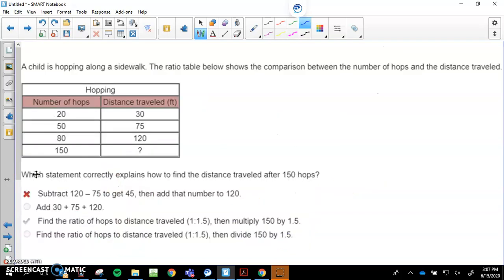All right. Next one. A child is hopping along a sidewalk. The ratio table shows a comparison. Which statement correctly explains how to find the distance traveled after 150 hops? Now, remember, we talked about trying to find that pattern. How do I go from this side to that side? In this case, there's not a nice, pretty number. I can't go from 20 to 30 very easily. In this case, I want to try to do what I did on the last problem.